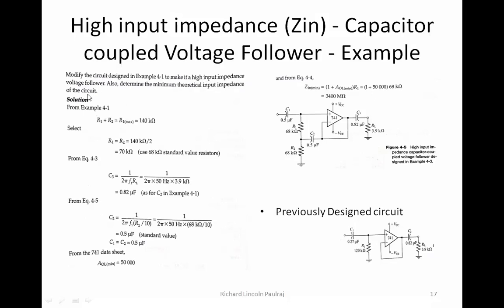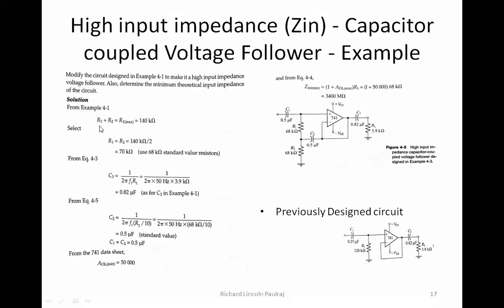Which means they want us to calculate the Z in, the minimum value that it should be, and they also want us to calculate the value of C2 and the value of R2, because I do not have R2 here, neither do I have C2. Keeping this in mind, we will just continue.